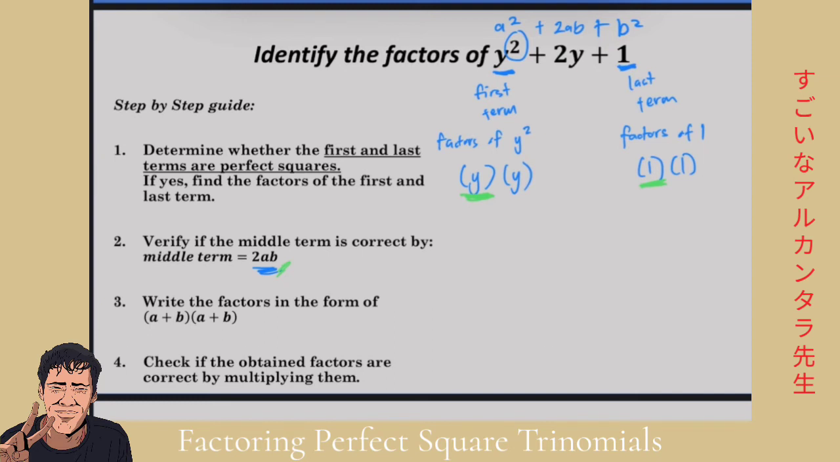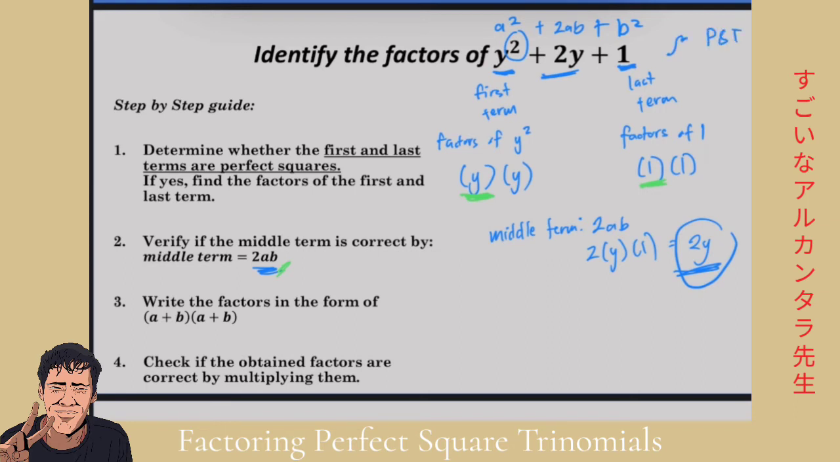So to get the middle term, it is equal to 2ab, wherein we can use a as y and the b as 1. Therefore, this will be 2y times 1, that is 2y. And as you can see, the middle term here satisfies the formula's answer, which is 2y also. So this means that the given is a perfect square trinomial, or a PST.